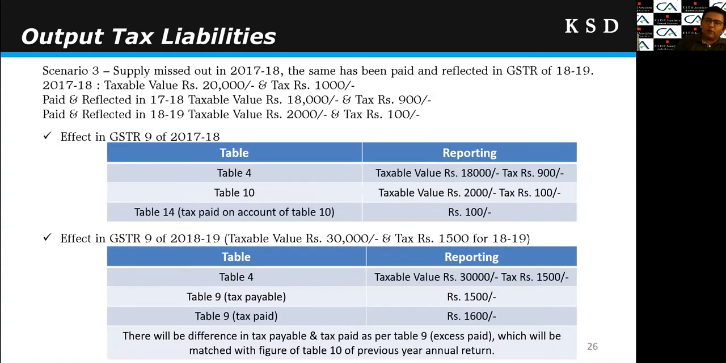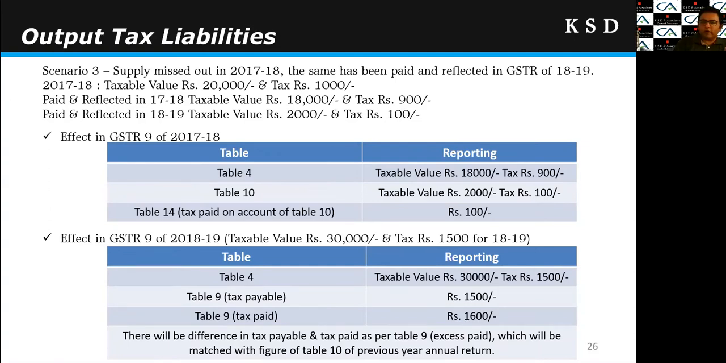Then let's take scenario 3. In scenarios 1 and 2, we talked about only the tax impact, right? So in scenario 3, we will talk about the entire supply transaction having been missed out, right? There is one invoice of, say for example, 2000 rupees in 2017-18, which has been missed out in 2017-18 and reflected in 3B and GSTR 1 of 2018-19. So these are the facts.